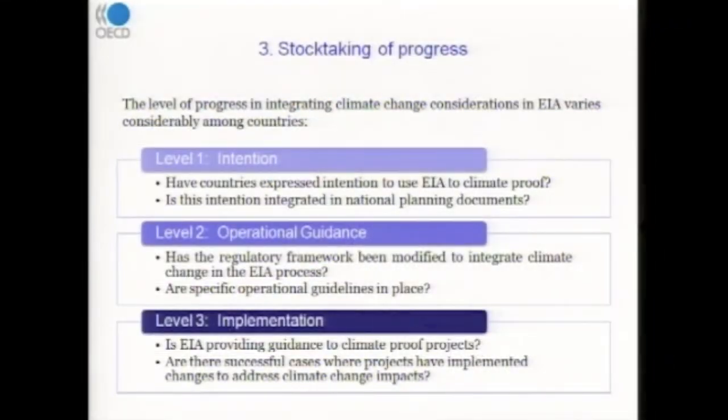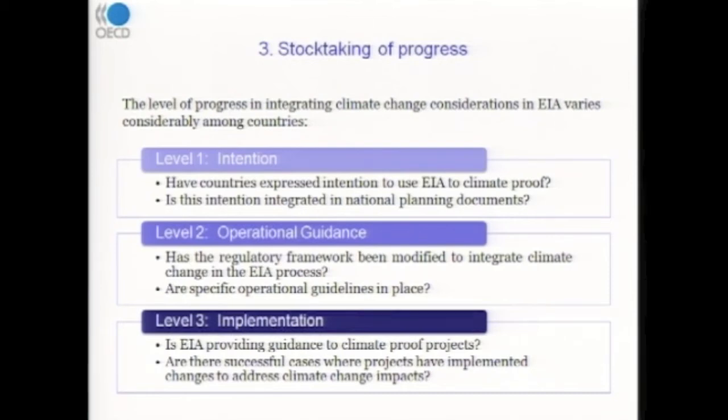Now, in terms of stock taking of progress, there's been a lot of interest in incorporating climate risks within EIA modalities for some time now, over a decade actually, but the degree of progress varies across jurisdictions. And to make sense of it, we've taken a three-level approach. The first level is intentions. Have countries expressed intention to use EIA to climate-proof projects? And is this intention integrated into national planning documents?